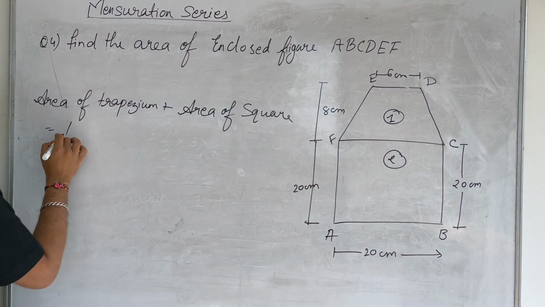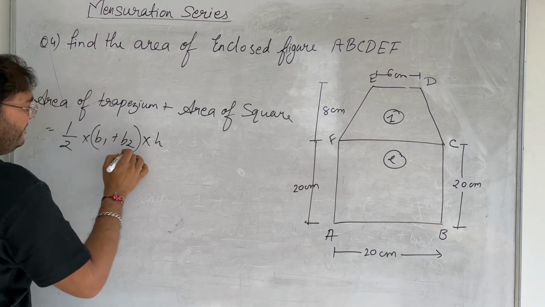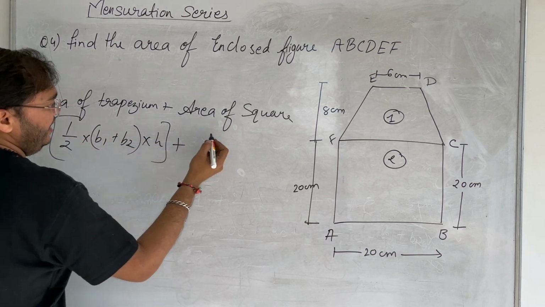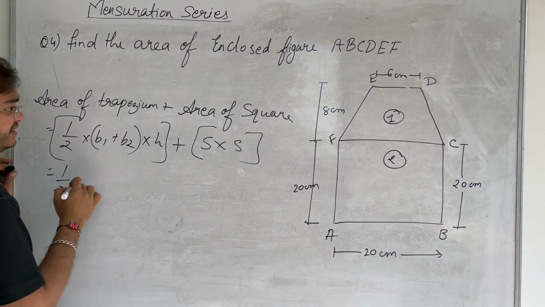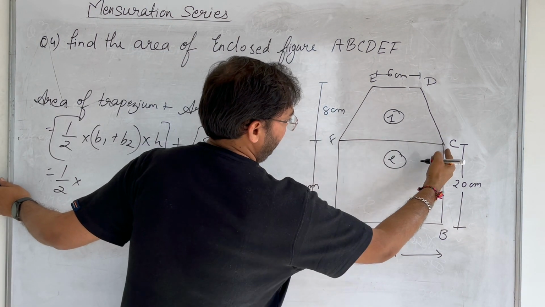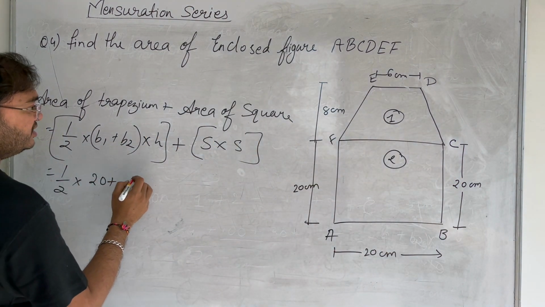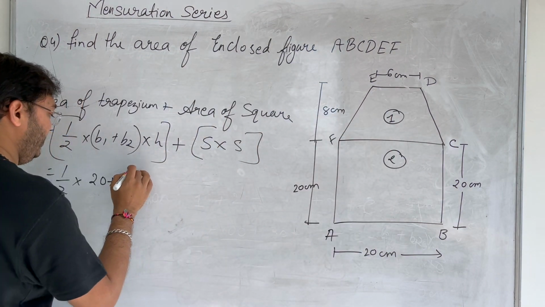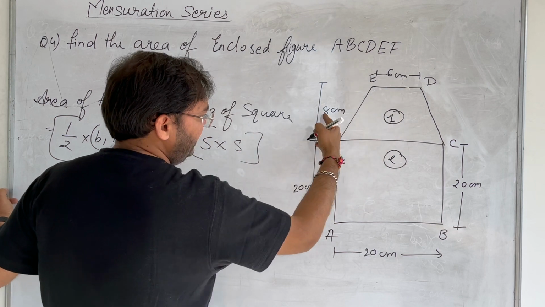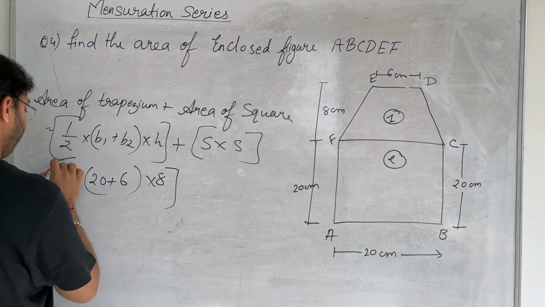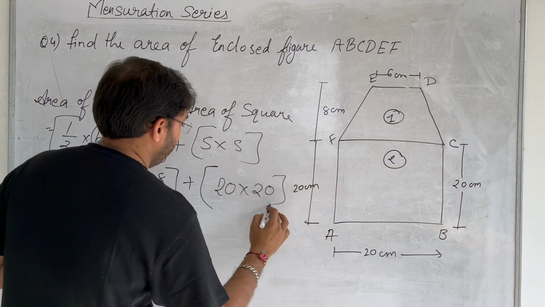What's the formula for the area of a trapezium? That is half into base 1 plus base 2 into height, plus area of square, side into side. Half as it is, base 1 is what? CF or FC, which equals 20. So 20 plus base 2 is what? 6. Okay, it's so easy. What's my height? The distance between two parallel sides, that is 8. Okay, plus side into side, 20 into 20.